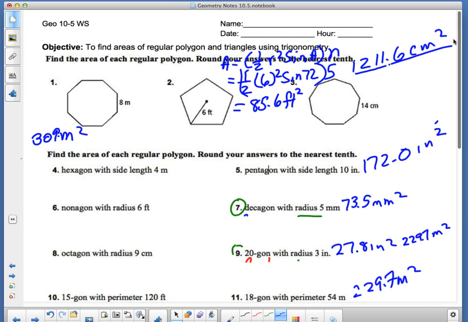If you're given the radius, you just use that. If you're given a side measure or a perimeter, you've got to find the apothem. Okay? Any other questions? Feeling pretty golden?